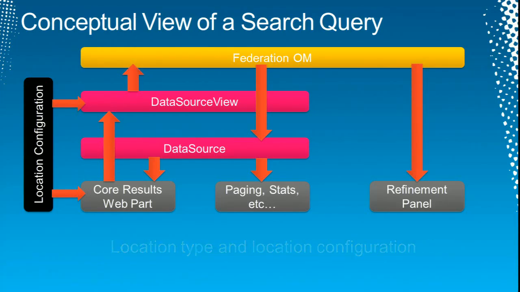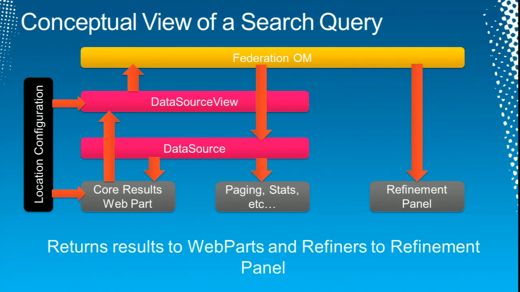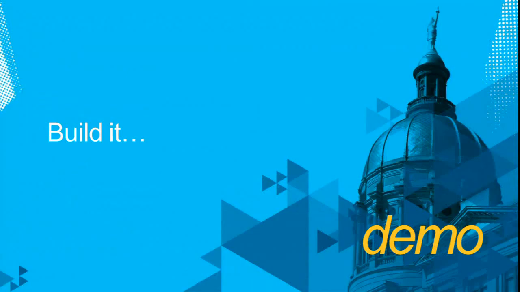Finally, through the data source view, that informs the Federation OM, and whether you're the core results web part, paging, statistics, the refinement panel, all those things are going to be pulling their information from the Federation OM to get what they need. And again, we talk about that as being very important because that's really what allows us to have a fairly easy time with extending out-of-box web parts and doing some quite cool things. So Dan is now going to show you probably the more visual side of the presentation, which will be what the end result actually looks like.